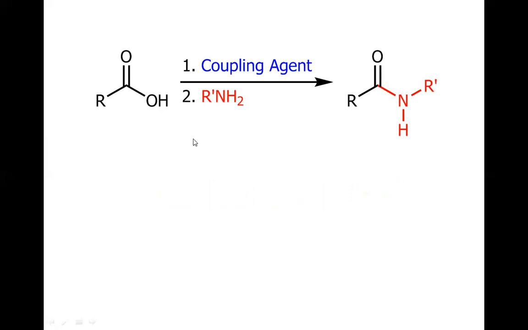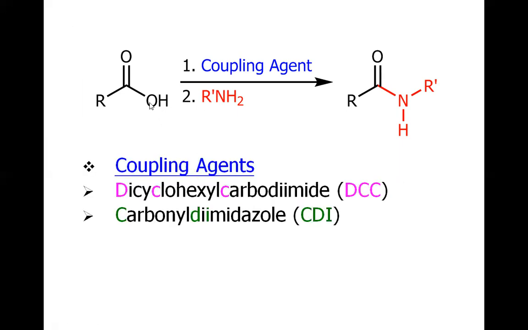So this coupling agent, what will it do? It will couple with this OH group to make this OH group a good leaving group. We have two very common coupling agents used. One is called dicyclohexylcarbodiimide, DCC in short. The other is called carbonyl diimidazole, CDI in short. We have discussed the mechanism of the formation of amide from the carboxylic acid using the coupling agent when we were discussing the chemistry of carboxylic acid, whose link will be provided to you in the description.